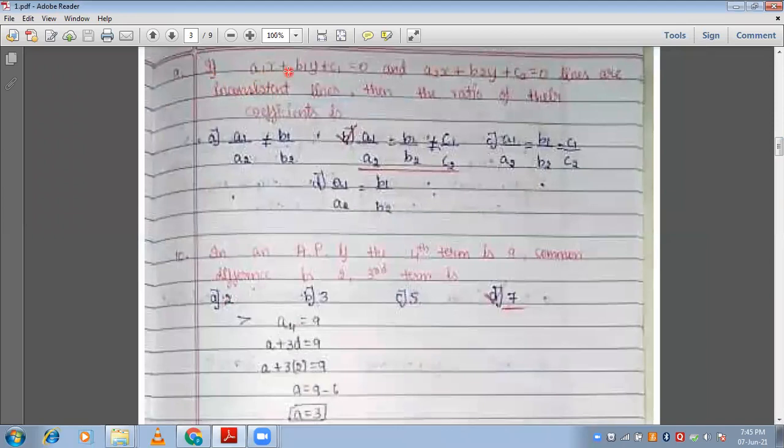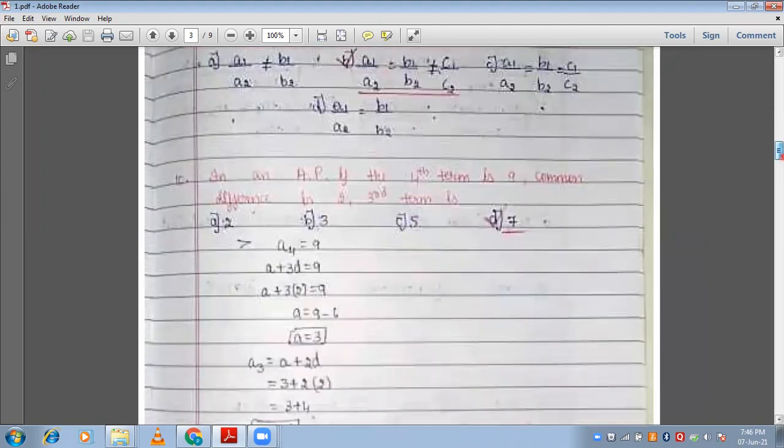If a1x plus b1y plus c1 is equal to 0 and a2x plus b2y plus c2 is equal to 0 are inconsistent lines, meaning we don't have any solution, then the ratios of the coefficients are a1 by a2 equals b1 by b2 not equal to c1 by c2.